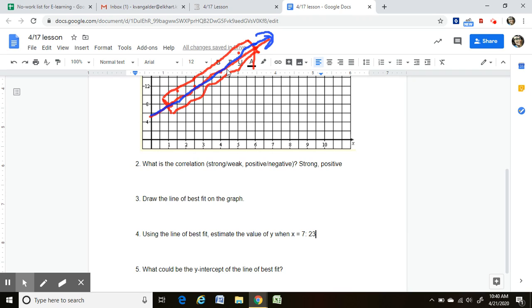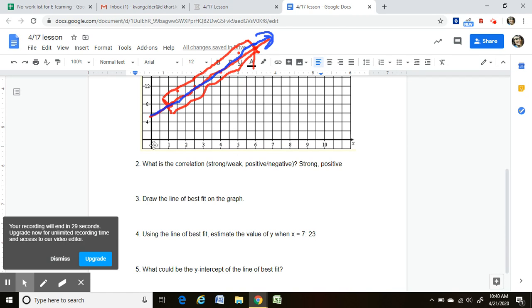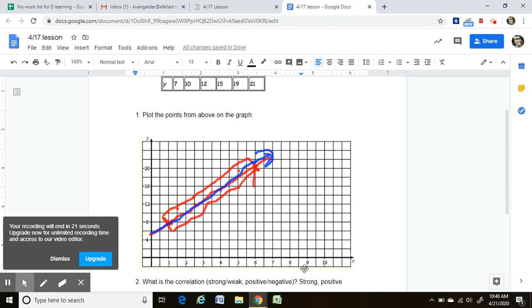23. What's my y-intercept? My y-intercept is when my line crosses the y-axis. So right here. So that'd be 5. Some of you guys, it just depends on your line, and I take that into consideration. I look at the graph. So here's how we do it.